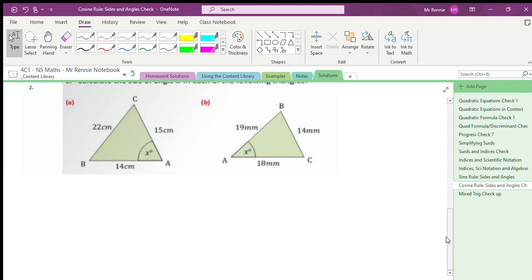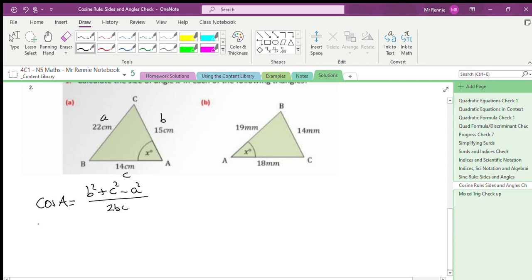So again, label our triangle, which we've had plenty of practice at now, and our job is to find the angle at A. So that means again I don't need to change my formula, that's quite good. So cos A equals B squared plus C squared, take away the length of A squared, over 2BC. So cos A equals 15 squared plus 14 squared minus 22 squared, all over 2 times B, which is 15, times 14, which was C.